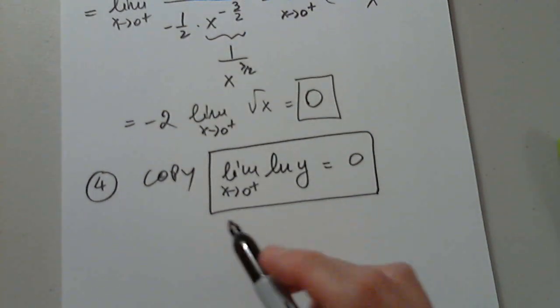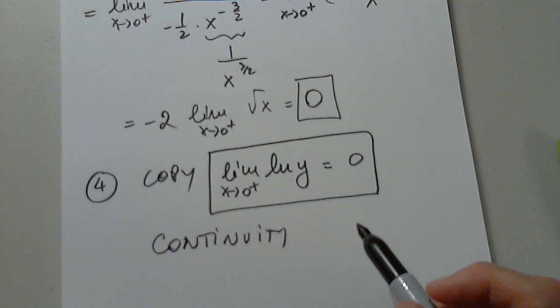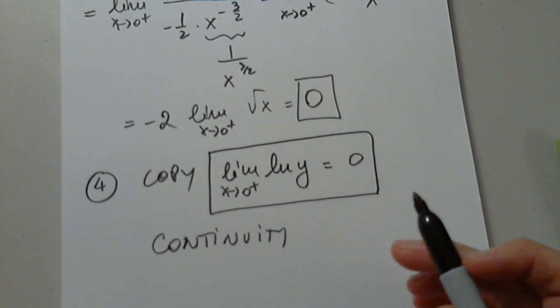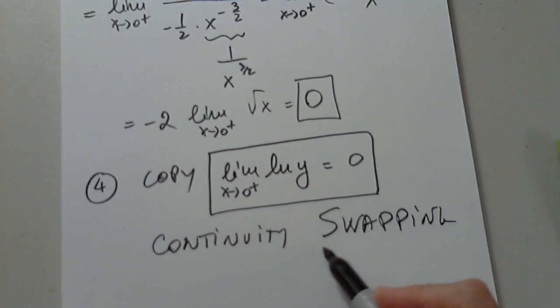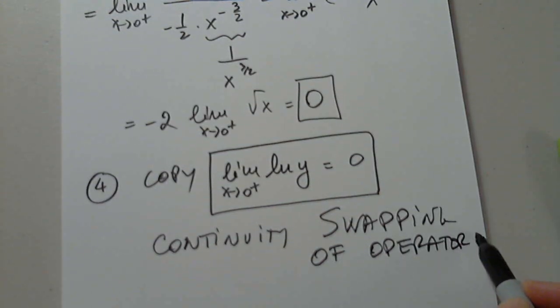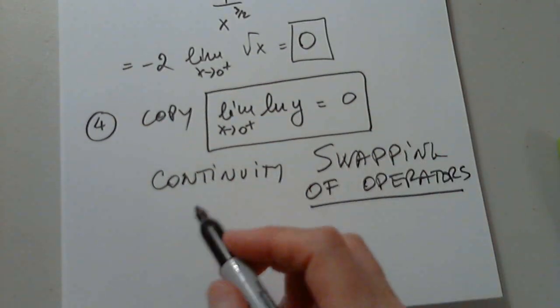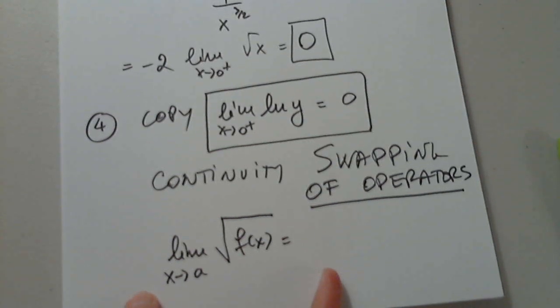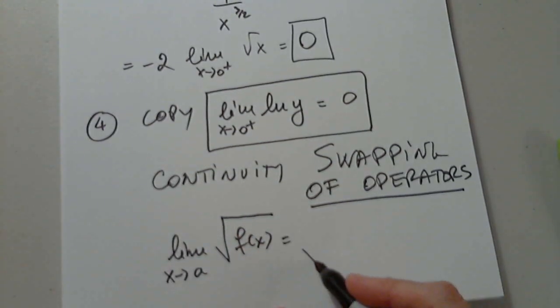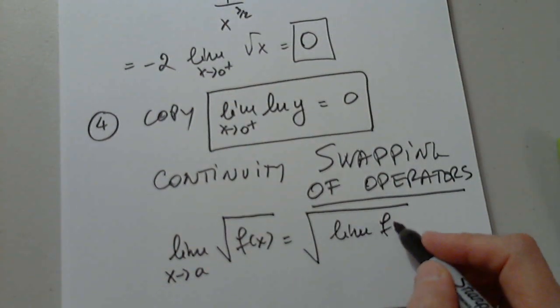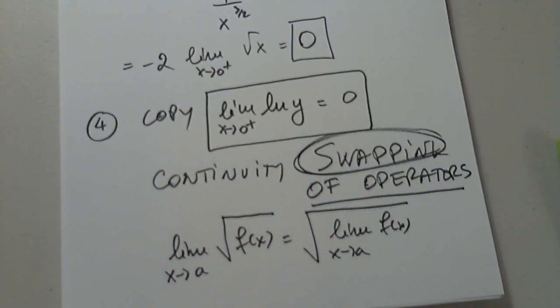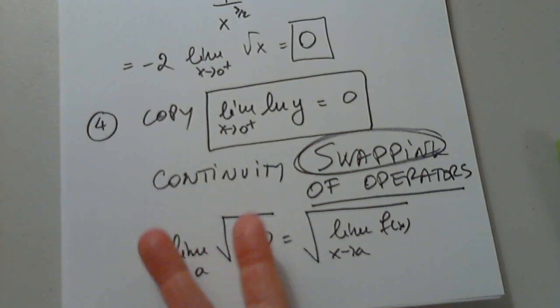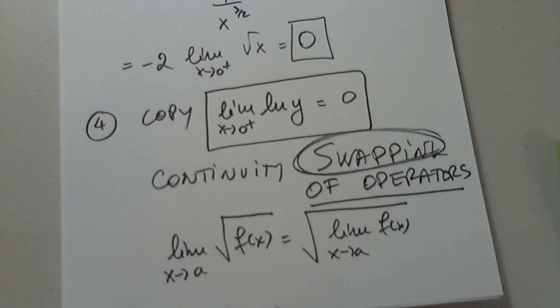Some time ago, under continuity, I talked about a theorem I like to call swapping of operators. So here's an example. You will remember this, I'm sure. The limit as x approaches a of the square root of a function: the square root is applied first, the limit is applied next. I'm going to swap or change the order. I will put the square root outside and the limit inside. I swapped the operators: the operator called limit, which is tendency or trend, and the operator that takes the square root. I put them in reversed order. This is what we need to do next.